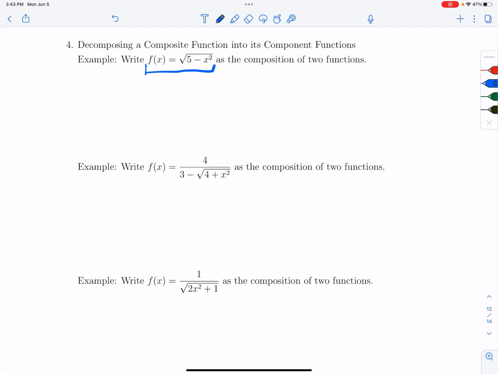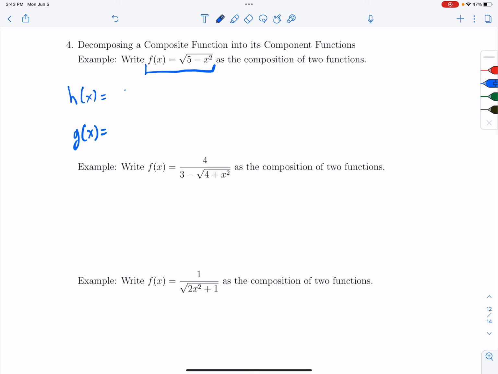There's often more than one way to do this, but this is useful if we start taking a calculus class and we're doing integrals. We want to be able to identify the inside part of a function and an outside part of a function. I'm just going to label these as h of x and g of x, the things that I'm going to be finding.